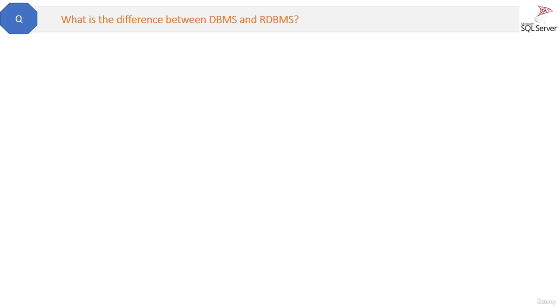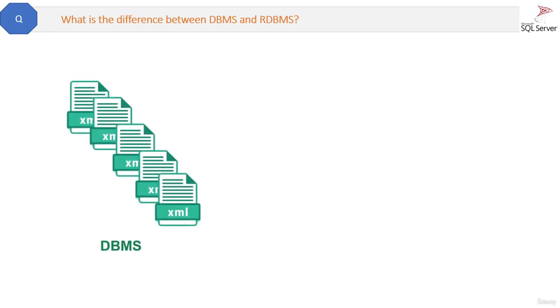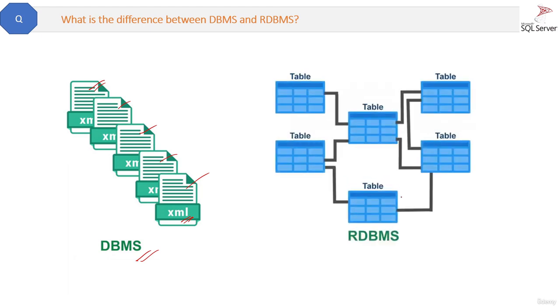What is the difference between DBMS and RDBMS? This is a very basic question, and if we see the diagram here, DBMS stores data as files. For example, here we are storing data in XML files. Different data is stored in different files and there is no relationship maintained between these files, okay? But as you can see, in case of RDBMS, data is stored in tabular format, okay? Relationship is also maintained between the tables.